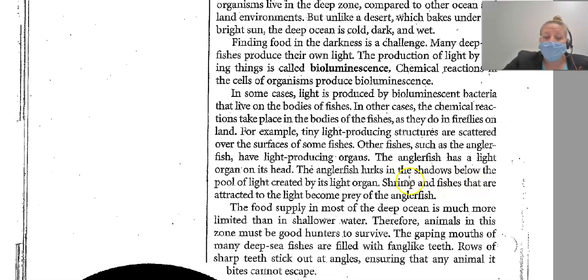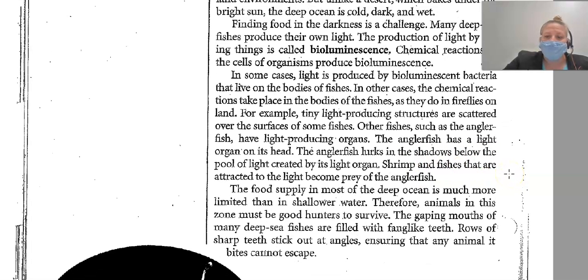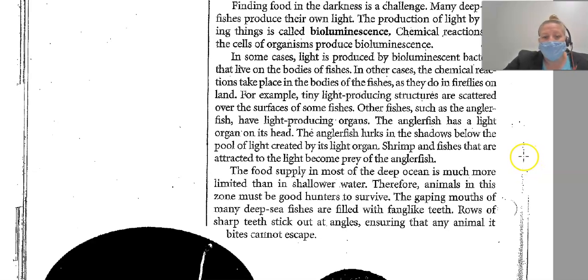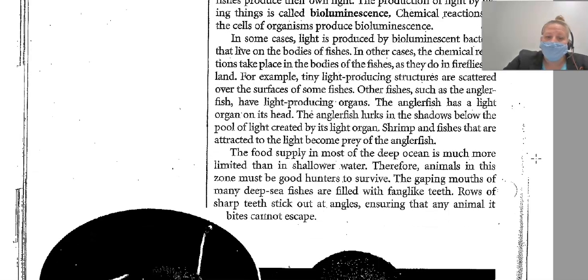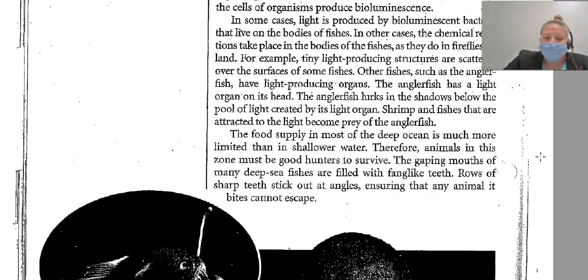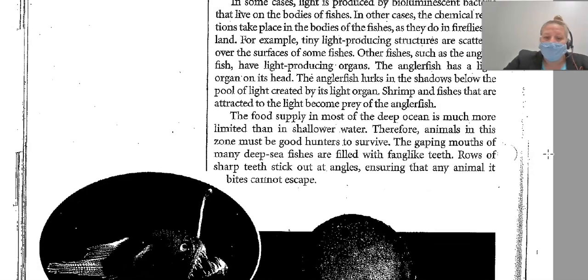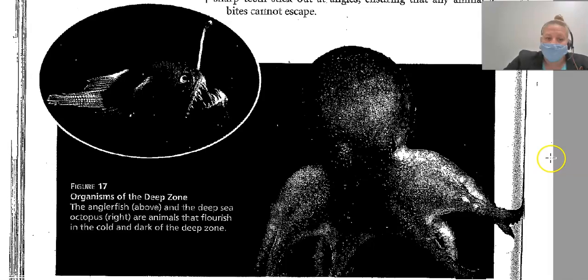Other fish, such as anglerfish, have light-producing organs. The anglerfish has a light organ on its head. The anglerfish lurks in the shadows below the pool of light created by its light organ. Shrimp and fish that are attracted to light become prey for the anglerfish. The food supply in most of the deep ocean is much more limited than in the shallow water. Therefore, animals in this zone must be good hunters to survive. The gaping mouths of many deep sea fish are filled with fang-like teeth. Rows of sharp teeth stick out at angles, ensuring that any animal it bites cannot escape.